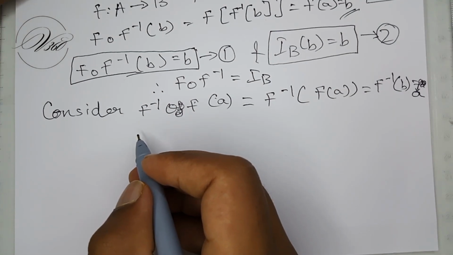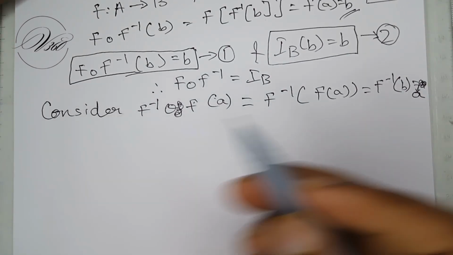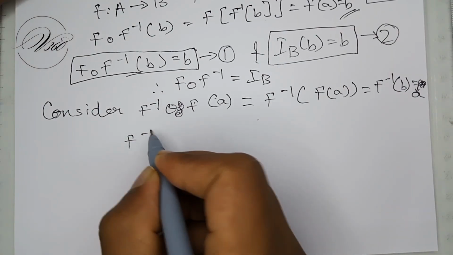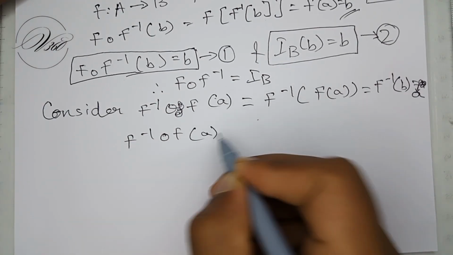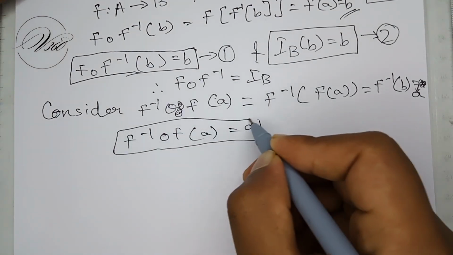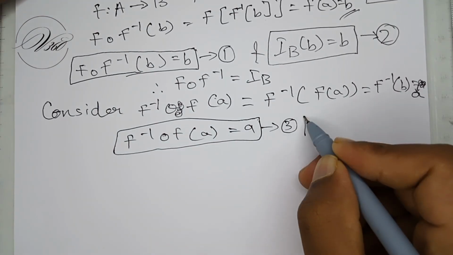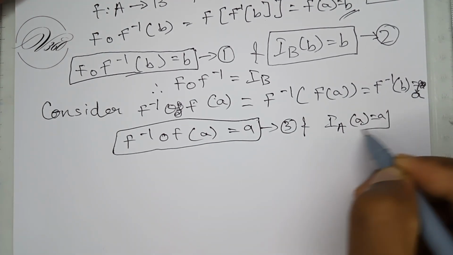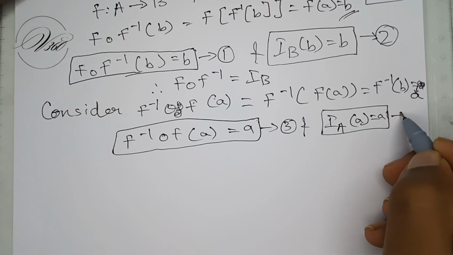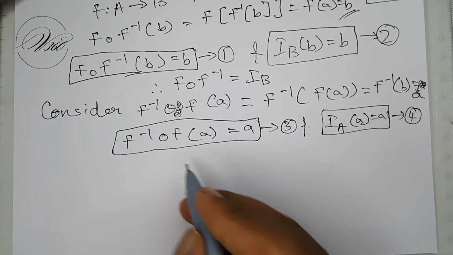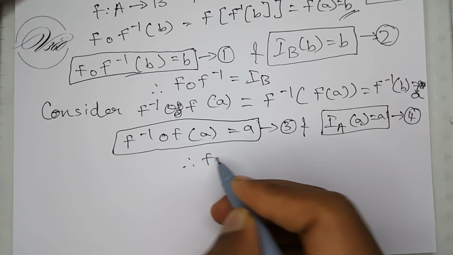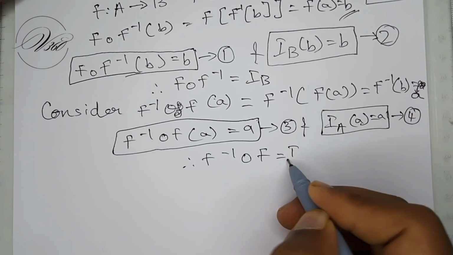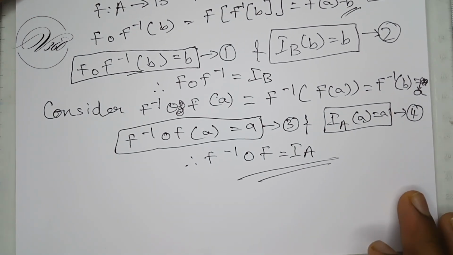All right, we have done all this here. Now f inverse of f of a is equal to a. This is the third equation we get. And IA of a is equal to a. That is the fourth equation we get. Therefore f of f inverse of f is equal to IA. We have hence proved this.